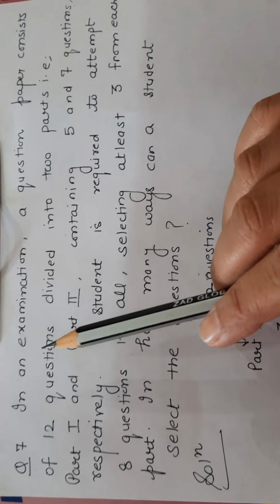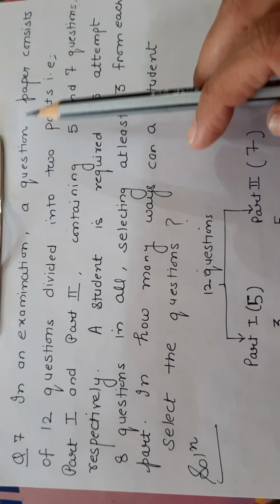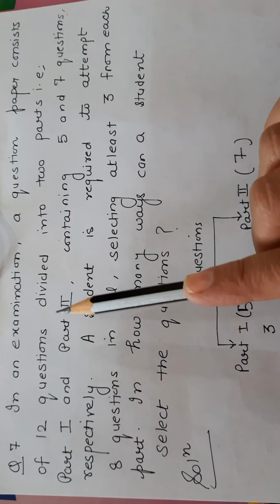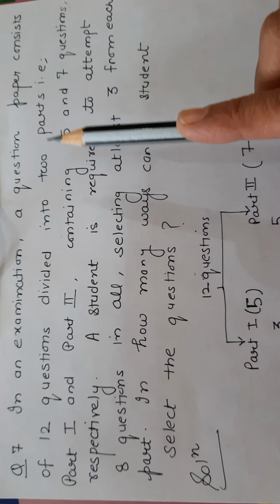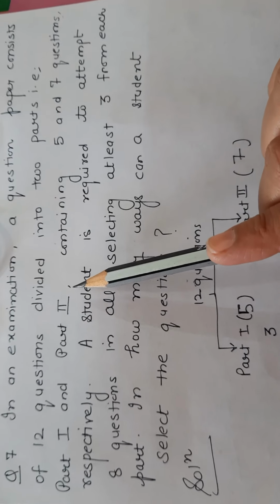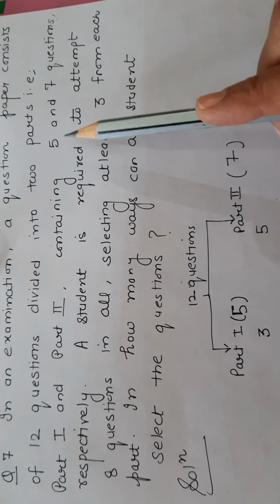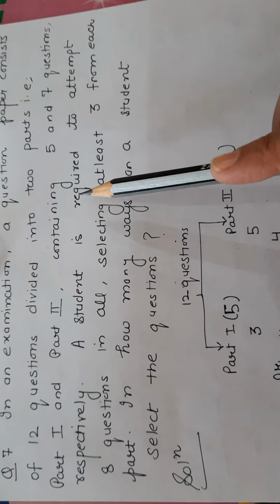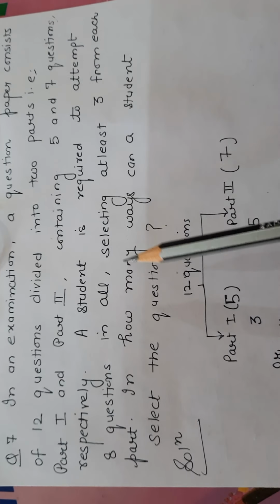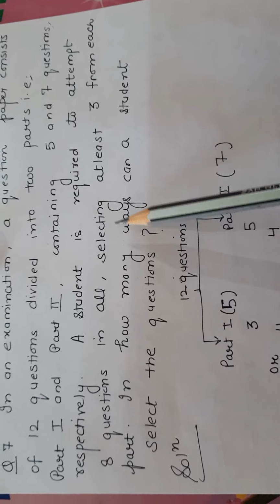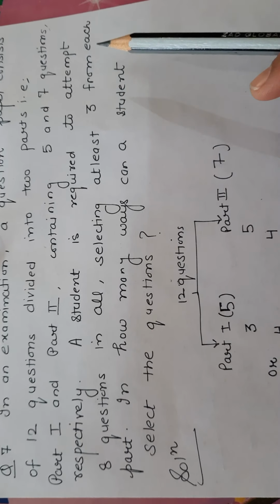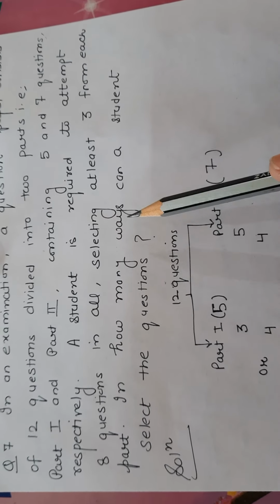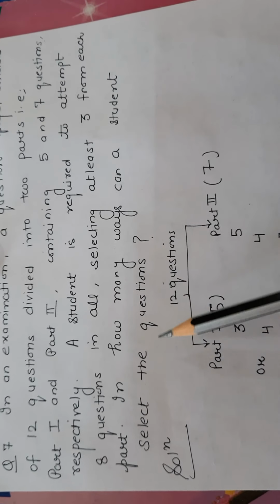Question number 7. In an examination, a question paper consists of 12 questions divided into 2 parts, part 1 and part 2, containing 5 and 7 questions respectively. A student is required to attempt 8 questions in all, selecting at least 3 from each part. In how many ways can a student select the questions?